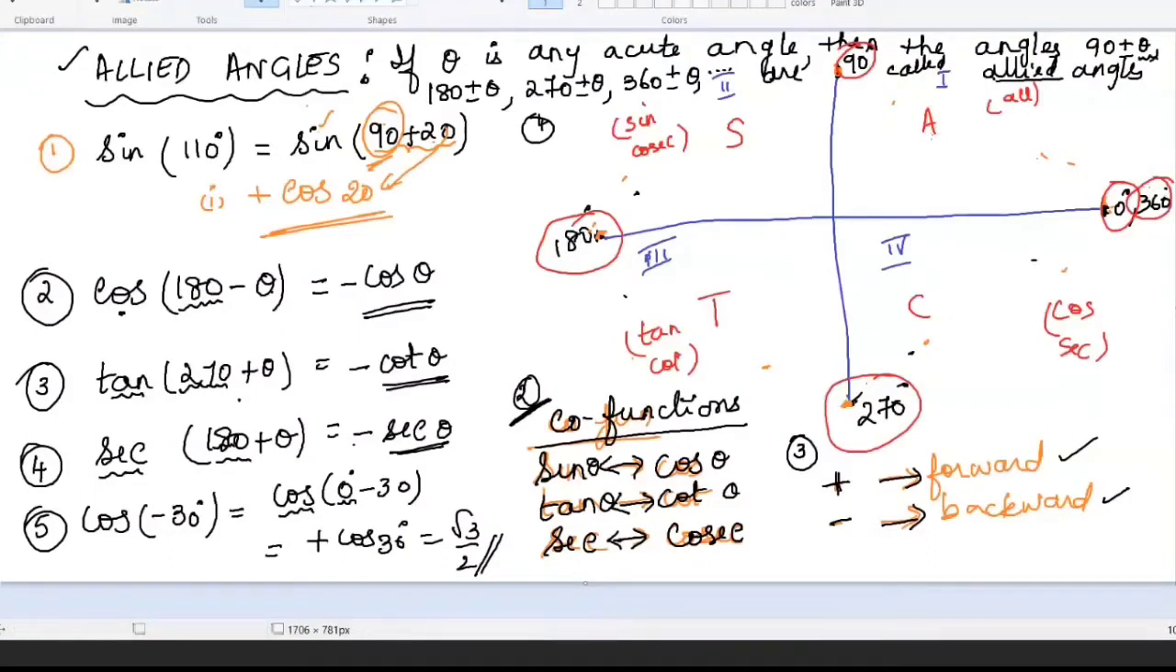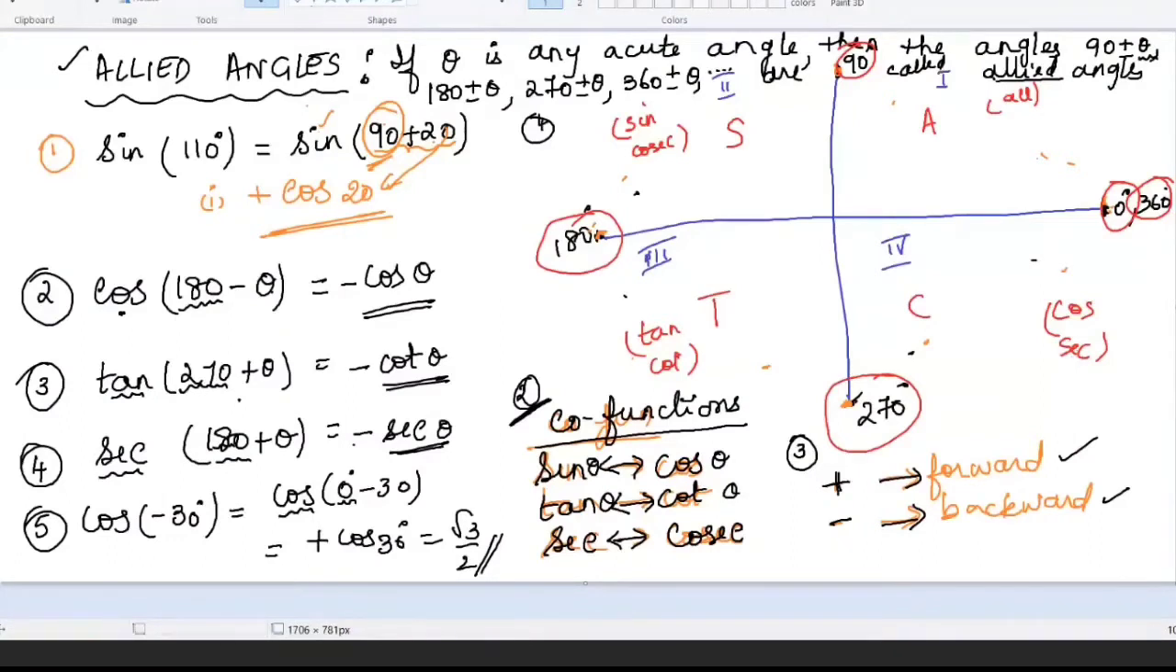Next, write who is positive in each quadrant. First quadrant, second quadrant, third quadrant, fourth quadrant. In the first quadrant, who is positive? All. Second quadrant, sine and cosecant. Third quadrant, tan and cot. Fourth quadrant, cos and secant.